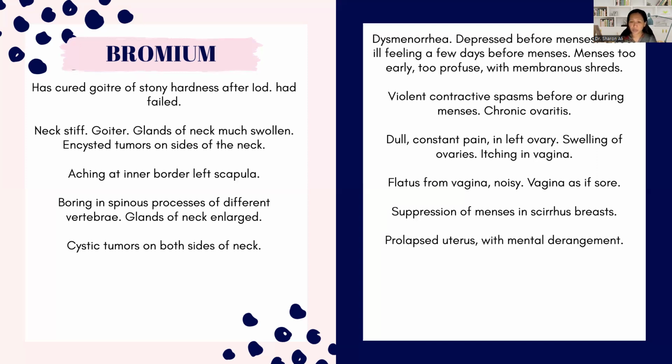Okay. And here we find that the menses will be either suppressed, okay, in serous breast, meaning in breast cancer, if the menses are suppressed. And the same way, with the thyroid also, you'll have suppressed menses. Dysmenorrhea, depression before menses. Also here, they've written menses too early, too profuse with membranous shreds. So these are what we have to look for in the cases of thyroid which need bromium.